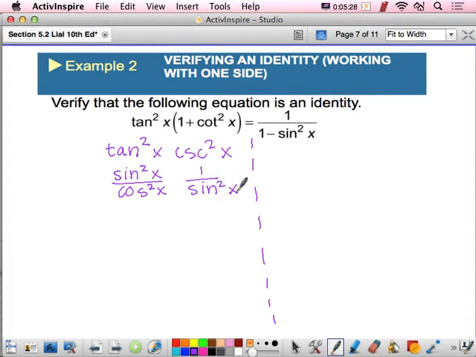Okay? Well, the good news is the sine squareds cancel. One on top, one on bottom. They reduce to 1. And I'm just left with 1 over cosine squared of x. All right, I'm starting to make progress because I see now that it's in the right form. I have 1 over something. But now we have to convince ourselves that cosine squared is equal to 1 minus sine squared.